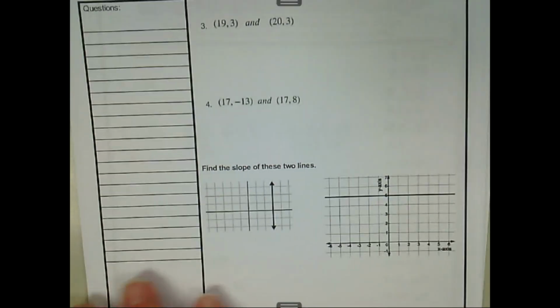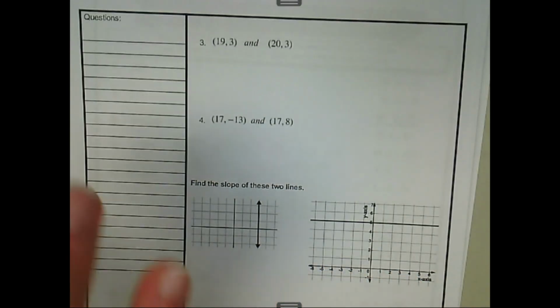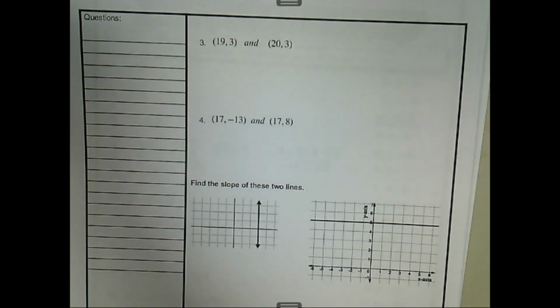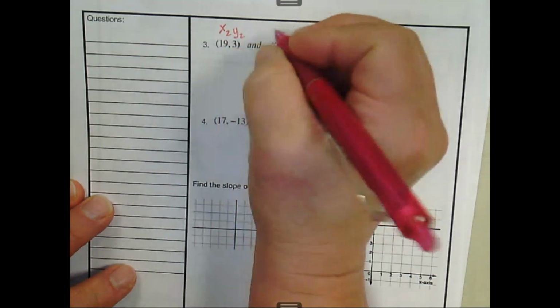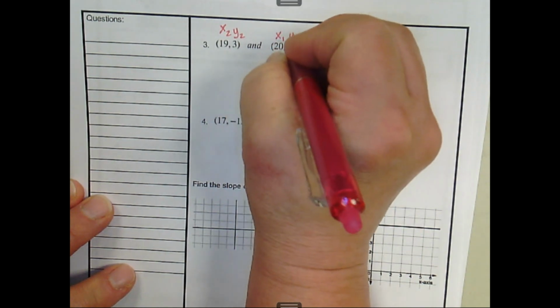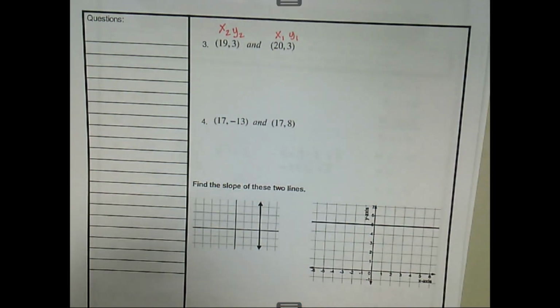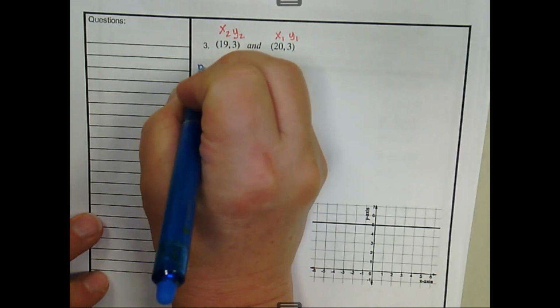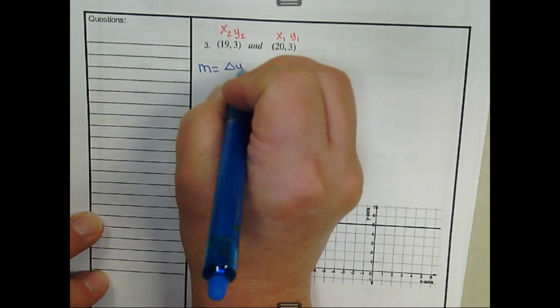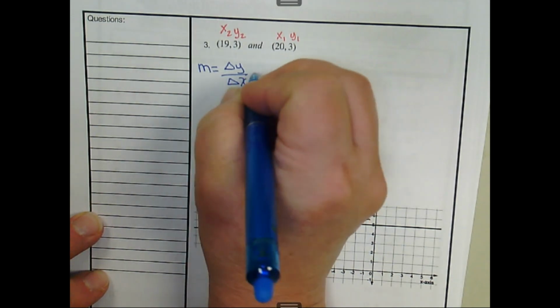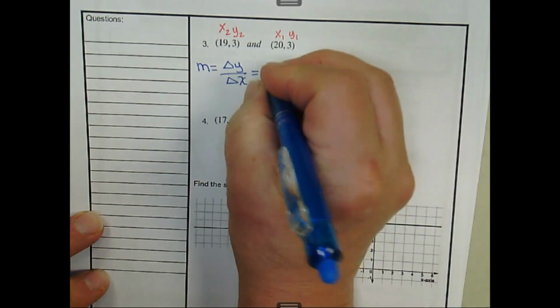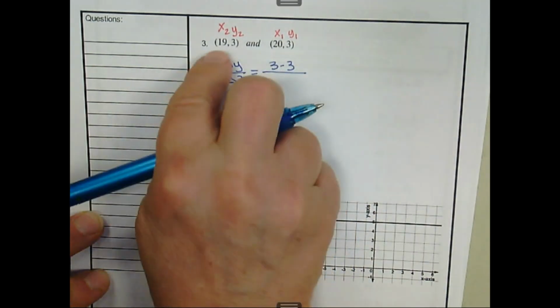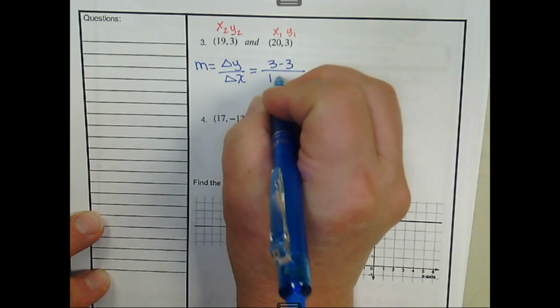Okay, we'll do one more together, and then I want you to pause the video and see if you can do the last one on your own. Start out by identifying x sub 2, y sub 2, x sub 1, y sub 1. So my slope is delta y over delta x, which is equal to 3 minus 3 over 19 minus 20.